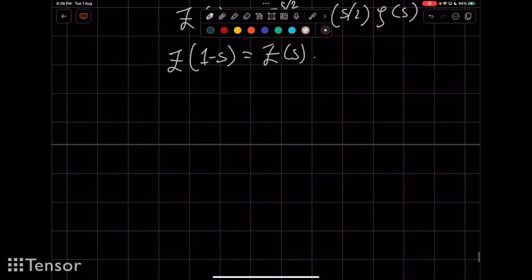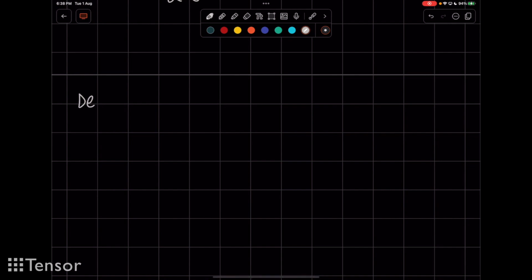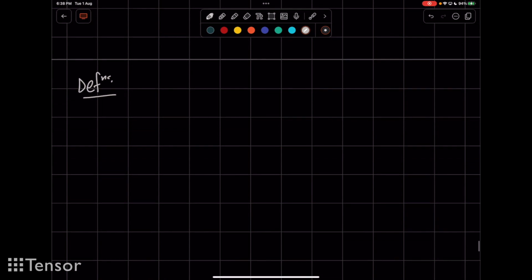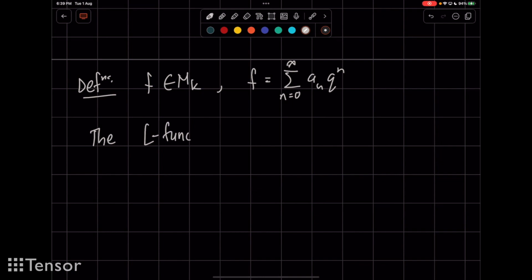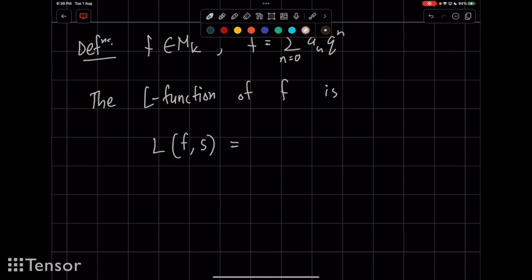Now we are all ready for defining the L function of a modular form. Definition. Let f be a modular form of weight k. Then, of course, we can write it as a q series, and the q series starts from 0, right? And the L function of f, L of f comma s, is equal to, it's a Dirichlet series, right? So we are defining this L function as a Dirichlet series.